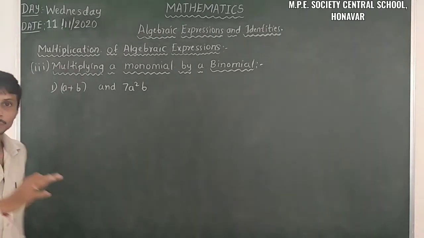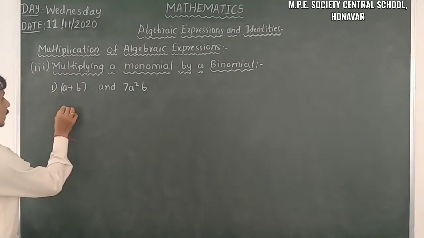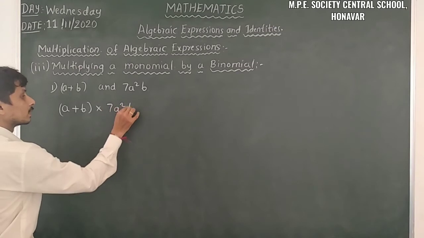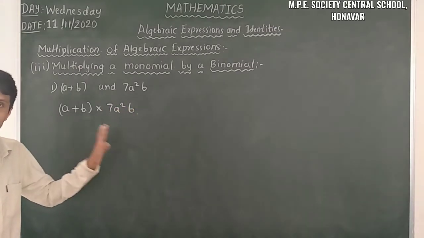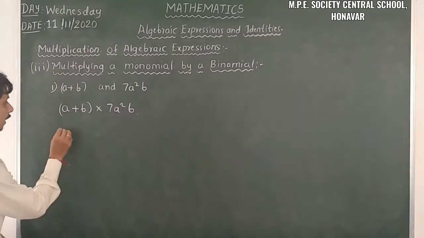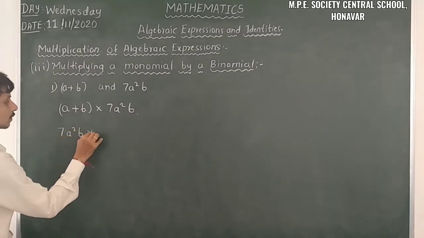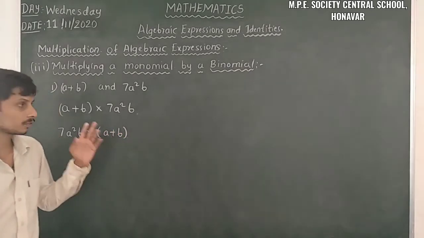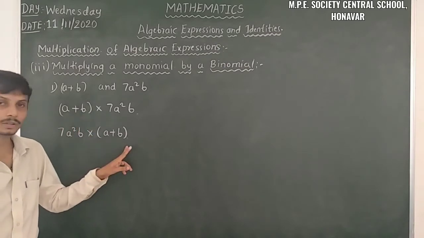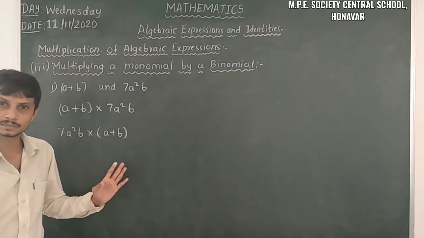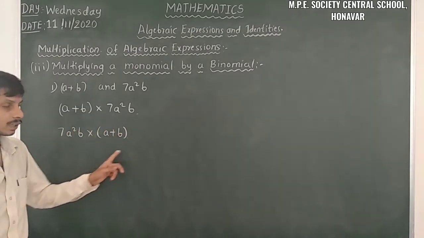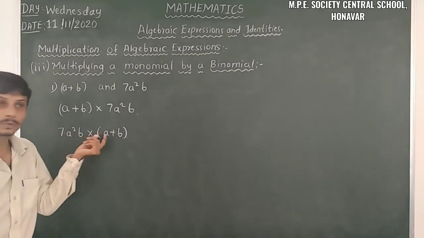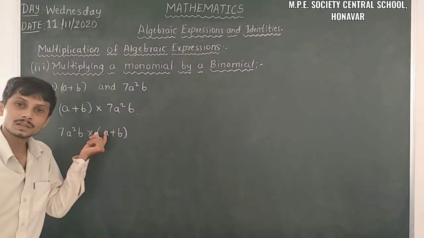Firstly we have to write it in the form of multiplication, that is a plus b into 7a square b. So here it is one form of writing the expression. For the multiplication, another form is we can write this also, a plus b. Whichever method you take, both are correct. You can take the binomial first, it's also correct. After that you can add the binomial, both are correct. I think this one is very easy for us, because here we are multiplying the monomial with one of the terms of the binomial.